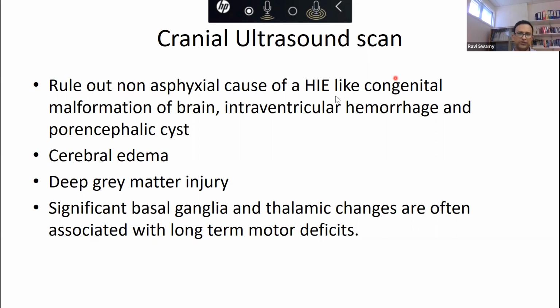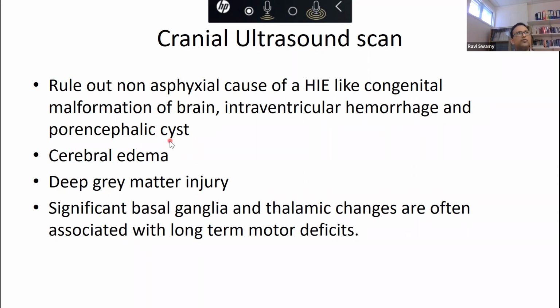The main thing here is if you're looking for HIE, you want to rule out any non-asphyxial causes, because the main thing you'll have to do is look for any congenital malformations of the brain. If there's an intraventricular hemorrhage, it's very rare in a term baby, but you want to rule that out, because this can all happen intrauterine. The child might have been a preterm and had a bleed, and as a result the baby will have a porencephalic cyst. So you want to rule out all these congenital malformations before you look for HIE.